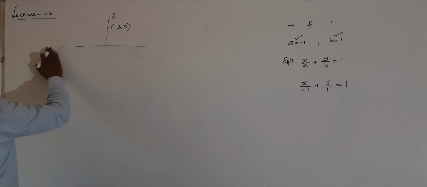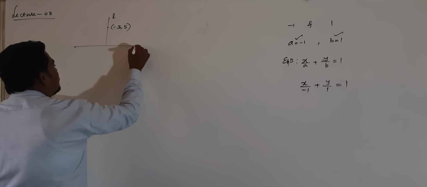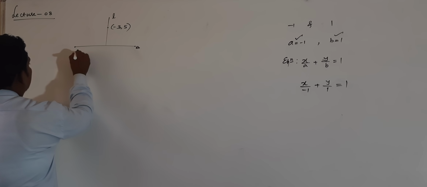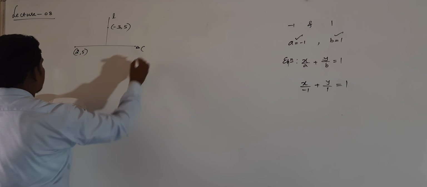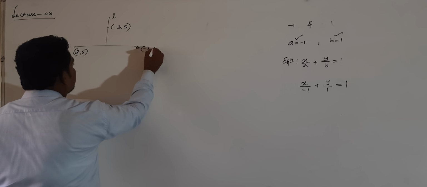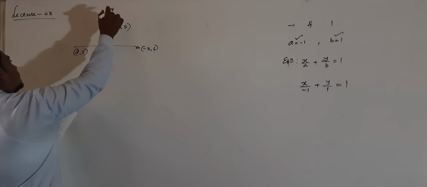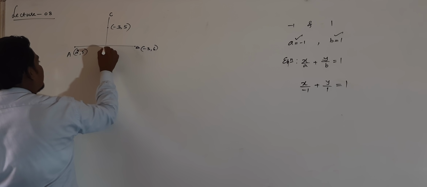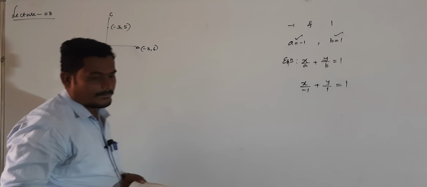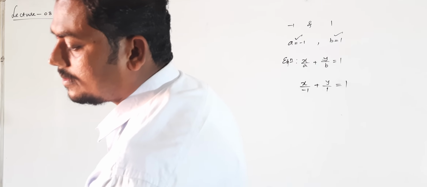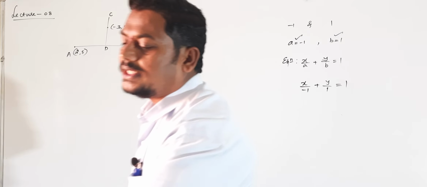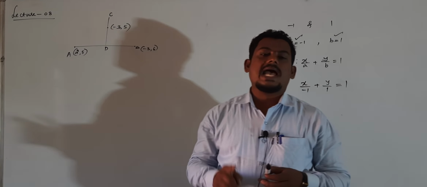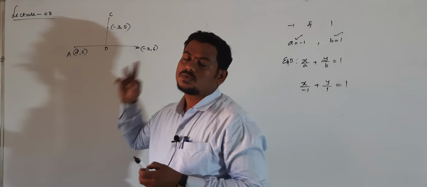That other line passes through the points 2, 5 and -3, 6. Instead of taking L, I will take our required line as AB and this other line as CD. This is the given question: find the equation of the line through -3, 5 and perpendicular to the line joining these 2 points.